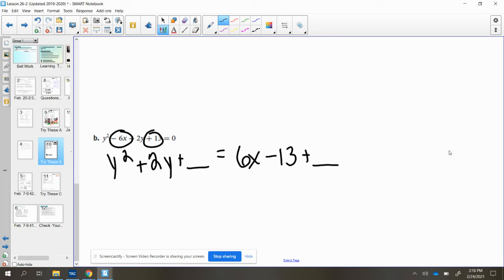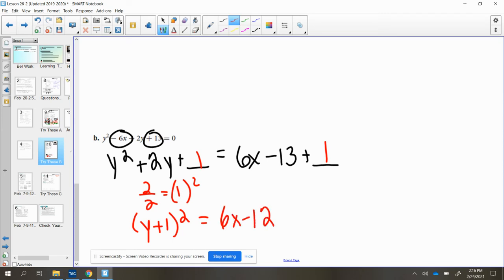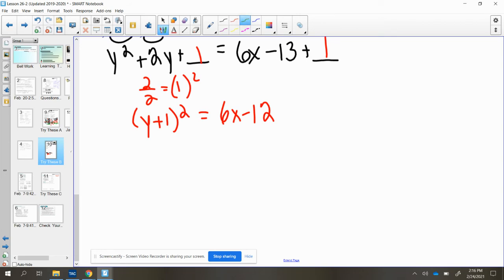But we will be completing the square here, so we're going to add a blank to both sides on this. Now, divide by 2 and then square that value to see what we're adding to both sides. We're going to end up adding 1 to both sides. So we end up with y plus 1 quantity squared when we factor on the left, and then 6x minus 12 when we factor on the right. Okay, now be careful here.